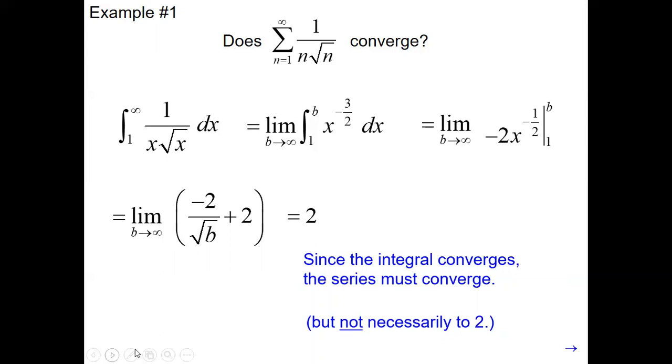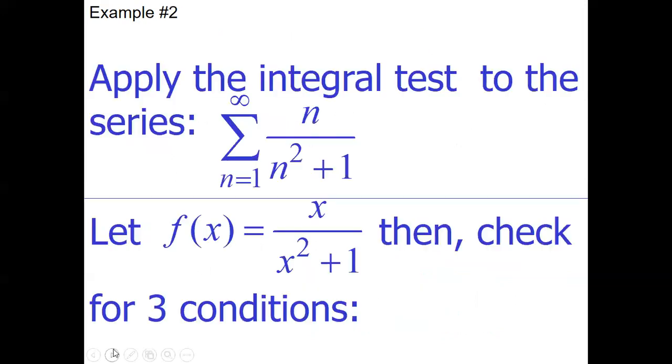Now I'll tell you, in the near future here, this particular series, I'm not going to do this way. I'm going to look at this, if I see this as 1 over x to the 3 halves, that sounds familiar. Sounds like a P series, which we'll talk about soon. There's definitely an easier way to do this, but it was an easy one to integrate.